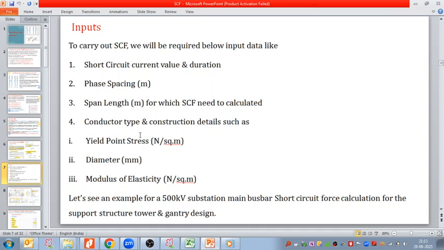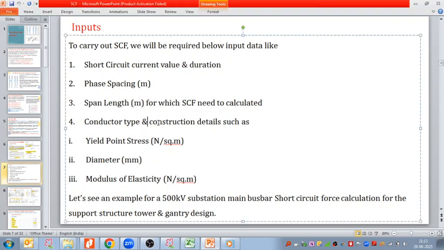Conductor type, what conductor I'm using, what is their diameter, and the conductor construction parameters, such as the conductor yield point stress, conductor diameter, conductor modulus of elasticity. Okay, so this is all the input we require, and then we perform the calculations.